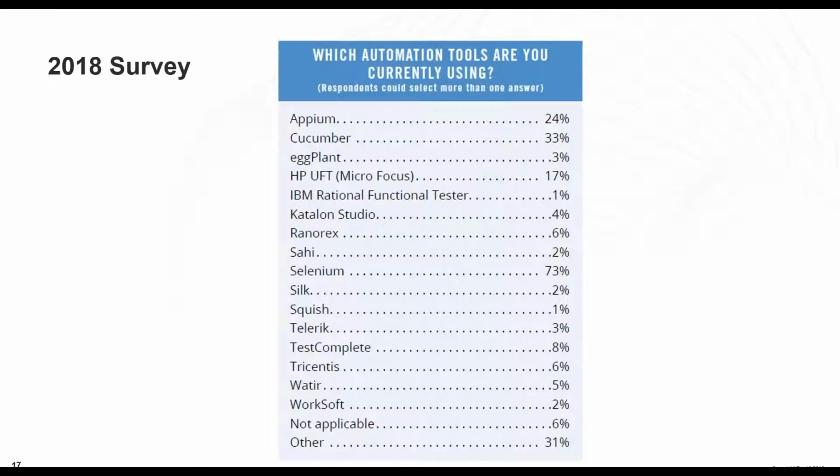A recent survey in 2018 asking which automation tools are you currently using shows the continued dominance of Selenium, Appium and Cucumber at 73, 24 and 33% respectively. Commercial tools include HP UFT at 17%, Test Complete at 8% and Ranorex at 6%.